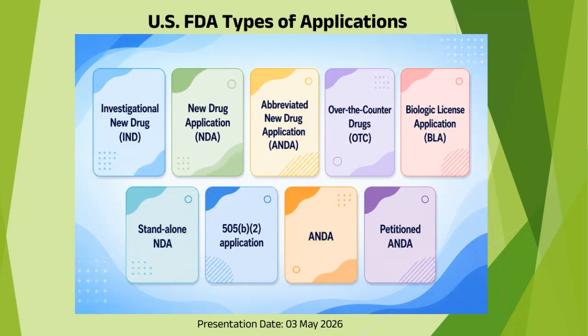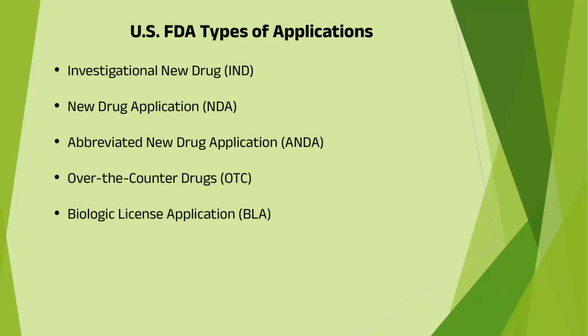This presentation will be discussing the different types of USFDA applications and the 4 paragraph certifications. Let's review the key types of applications regulated by the USFDA. USFDA types of applications: Investigational New Drug (IND), New Drug Application (NDA), Abbreviated New Drug Application (ANDA), Over-the-counter drugs (OTC), Biologic License Application (BLA).